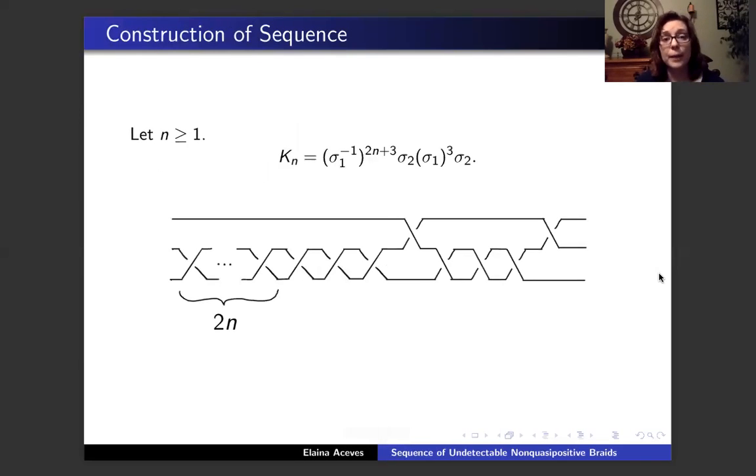So how do I create my braid sequence? I let n be any positive integer, and I have the following braid word for K_n. Notice I have sigma 1 inverse, 2n plus 3 many times, which is from here to here. We have a sigma 2, 3 sigma 1s, and a sigma 2. Notice that we only need 3 braid strands to construct this braid.